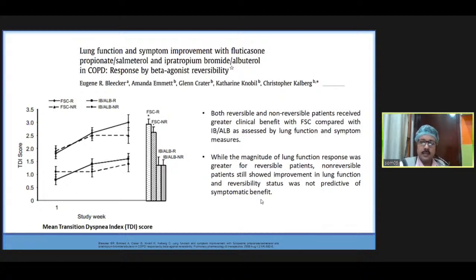Now there is another study you can see here. In both reversible and non-reversible patients, there is a greater clinical benefit when the patient was treated with inhaled corticosteroid. It is better than ipratropium bromide and albuterol, that means anti-muscarinic agonist and short-acting beta agonist. So lung function and symptoms improved with fluticasone propionate plus salmeterol, the LABA ICS combination. So the LABA ICS combination causes greater clinical benefit than ipratropium and albuterol.